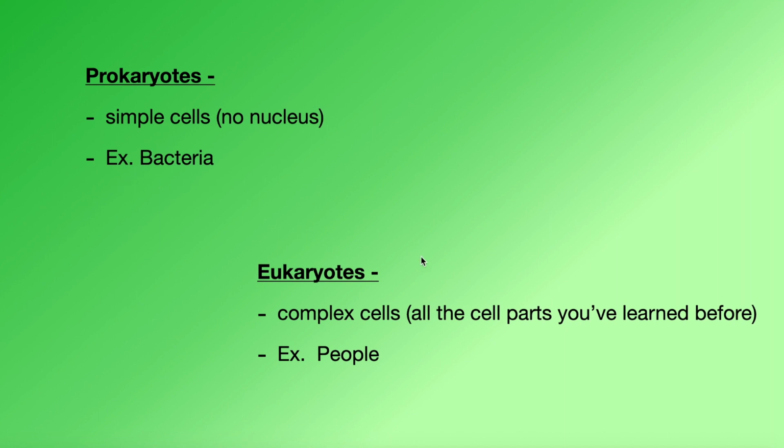Like bacteria. Now, eukaryotes are the more complex cells, the ones you've learned about before when you learned all the parts of a cell, like the Golgi body and the endoplasmic reticulum and the mitochondria, nucleus, nucleolus, all of those things, ribosomes and lysosomes, those are in eukaryotes. Like all of our cells in our body, eukaryotic cells.